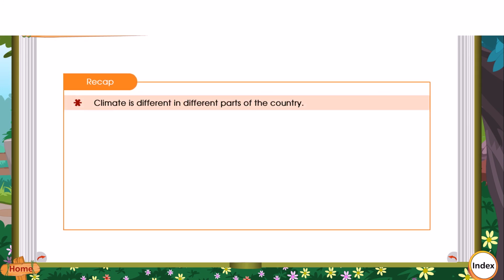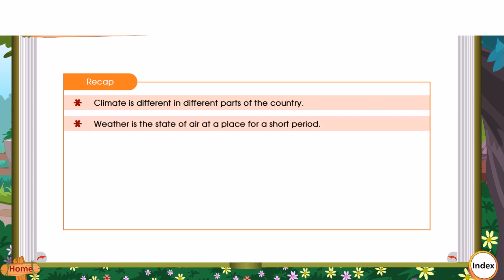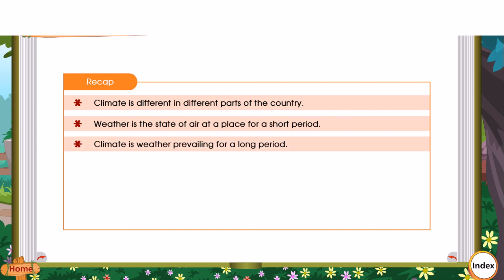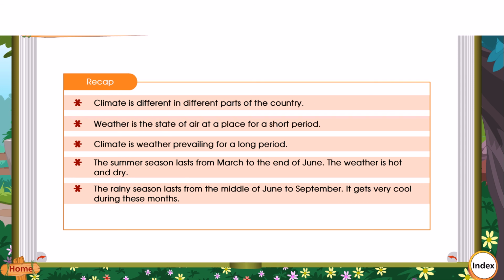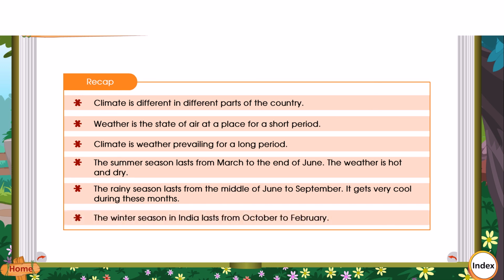Recap. Climate is different in different parts of the country. Weather is the state of air at a place for a short period. Climate is weather prevailing for a long period. The summer season lasts from March to the end of June. The weather is hot and dry. The rainy season lasts from the month of June to September. It gets very cool during these months. The winter season in India lasts from October to February.